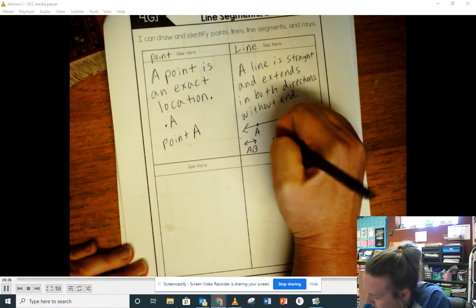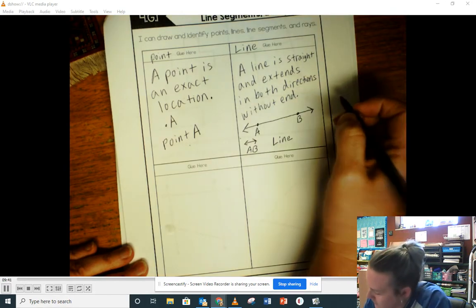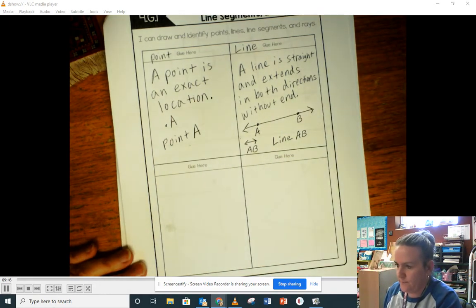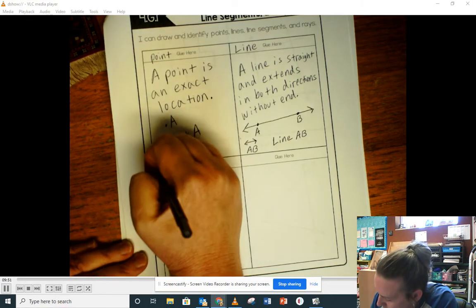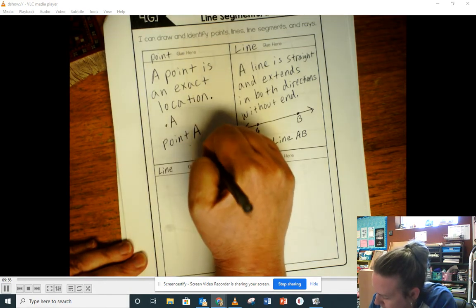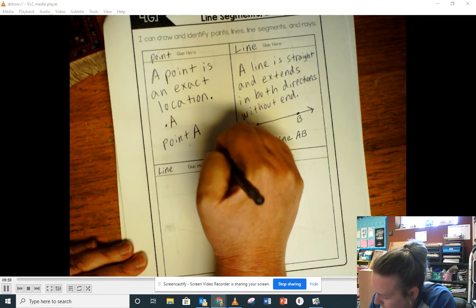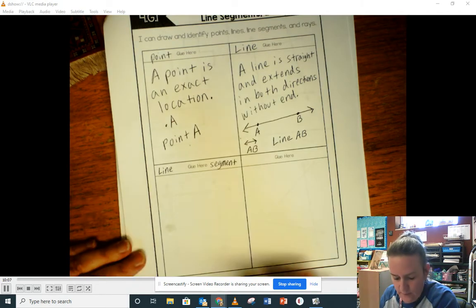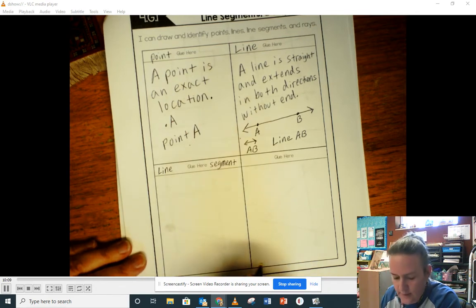So how do we draw it? What are the math symbols that we use? And what would we say? Line AB. The next one we're going to talk about is a line segment, which is just a piece of a line. Again, remember, if I'm going too fast for you, pause the video and catch up or rewind. A line segment is a part of a line that has a beginning and an end.